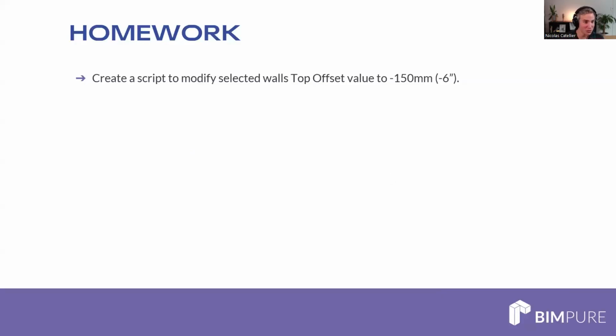I have some homework for you. And it is to create a script to modify the selected wall top offset value to minus 150 millimeters. If you prefer using imperial units, that's fine. So that's minus 6 inches. So extremely similar to the script that we've just built for the door sill height, but this time it is for the walls. So that's your homework until Wednesday. Of course, I'm not forcing you to do so, but if you really want to learn Dynamo, you need to try it out by yourself. You cannot just watch me do stuff on the screen.